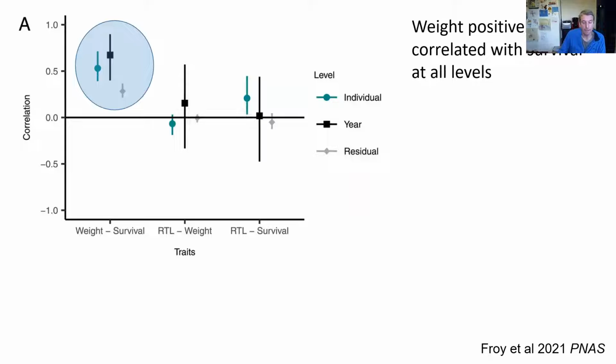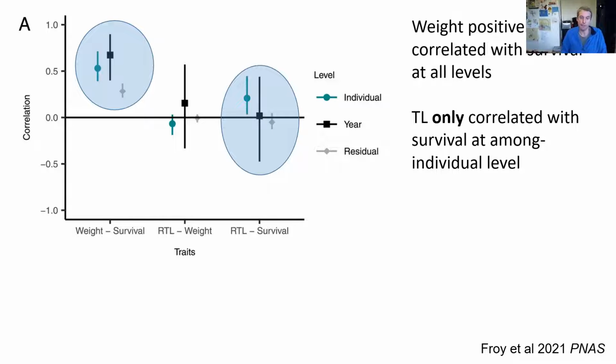The year effect is reflecting the fact that years in which sheep have high average weight are also years when they have higher average survival. And the residual effect tells you about the deviations of an individual from those individual and annual averages. So if your weight drops relative to your own average or the annual average, your survival would also be expected to decline. So this is telling you something about the within individual effects. And you can see that for weight, as we expect, all three of those components are positively correlated. So what about telomere length and survival?